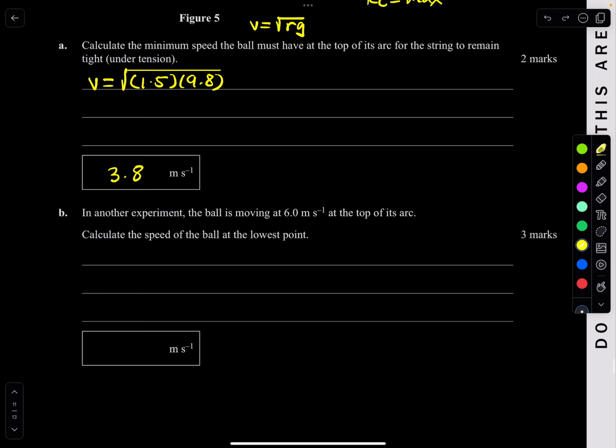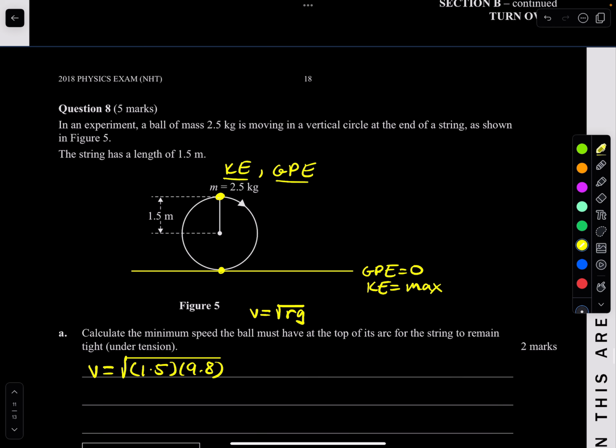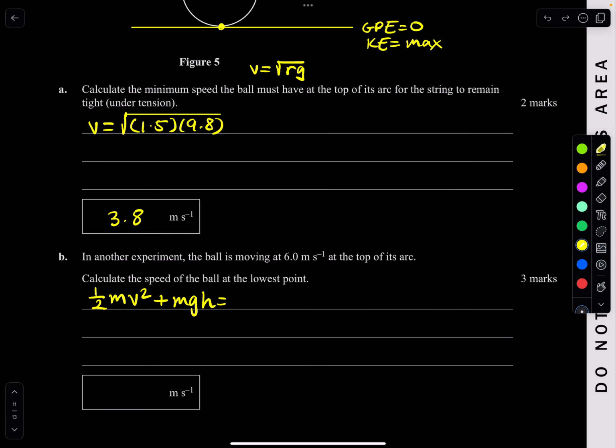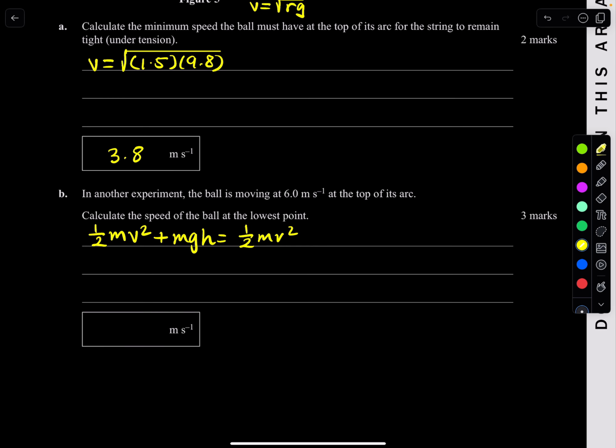So let's do that. Half mv squared plus mgh, so this plus that should equal these two. Because your gravitational potential is 0, we're just not going to write anything. It's equal to your half mv squared, the kinetic energy. And can you see how they all have mass? We can actually cancel mass from all of them. So we can write half v squared plus gh equals half v squared.